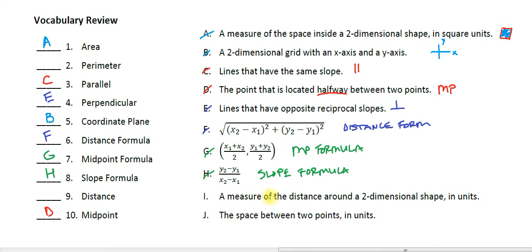Letter I. A measure of the distance around a two-dimensional shape in units. So we have a shape, class. We're looking for the measure of all the sides of that shape added up. That's the distance around. And that is the definition of perimeter. So I is perimeter. And let's make sure.